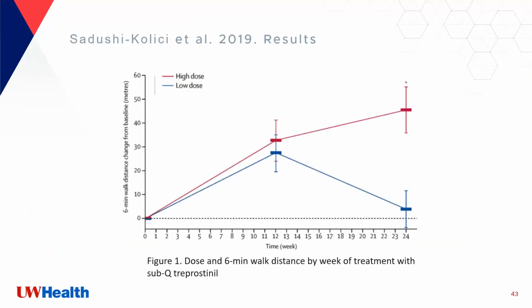Something interesting to note in this study was that the 6-minute walk distance at week 12 was really not different between the two groups. However, by week 24, there was quite a big difference between the two. The authors said it's possibly because there is a transient vasodilation when patients are started on subcutaneous treprostinil, but then it wanes with time. So patients on high dose keep having this positive effect, where patients on low dose lose that efficacy for subcutaneous treprostinil.